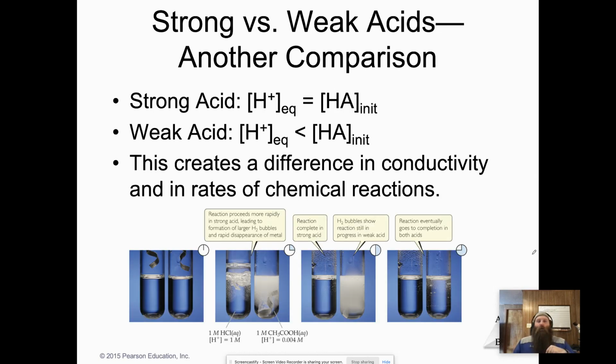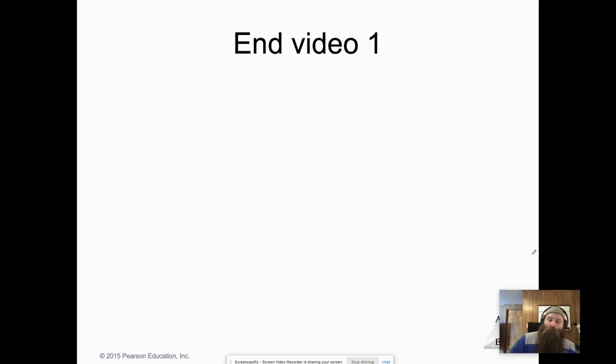All right, last slide. If we're comparing strong and weak acids, just another way we can explain their comparison is to look at the concentration of hydrogen ions at equilibrium compared to the acid concentration initially. If they're the same, it's strong. If, however, the initial concentration is greater than the equilibrium concentration, well, then we must have a weak acid. All right, so that's another way we can describe it.